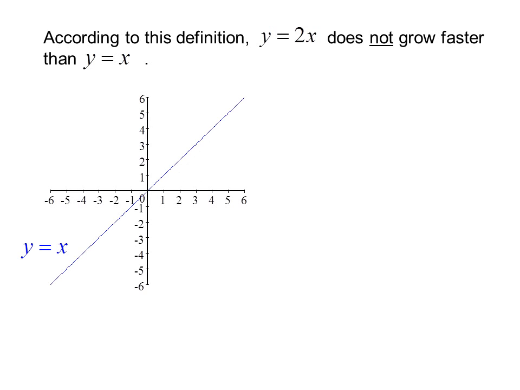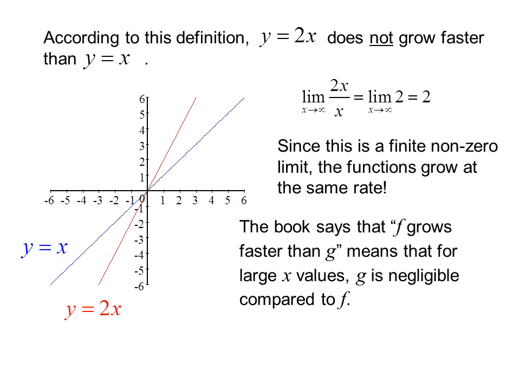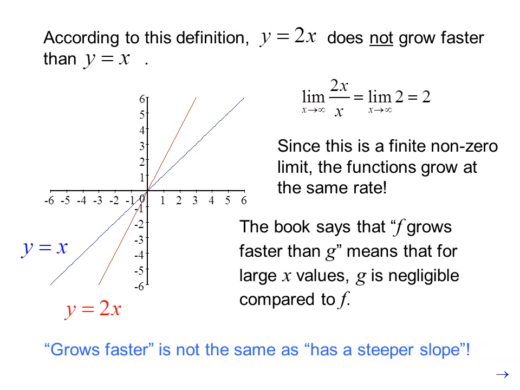There's y equals x, y equals 2x. The limit as x goes to infinity of 2x over x equals the limit as x goes to infinity of 2, which is 2. Since this is a finite non-zero limit, the functions grow at the same rate. The book says that f grows faster than g means that for large x values, g is negligible compared to f. Grows faster is not the same as has a steeper slope.